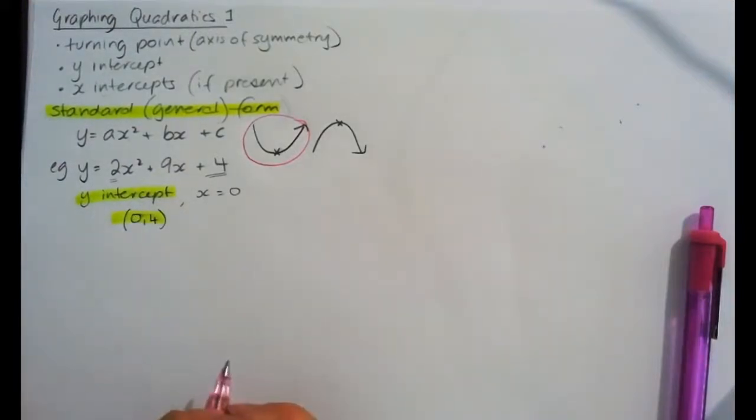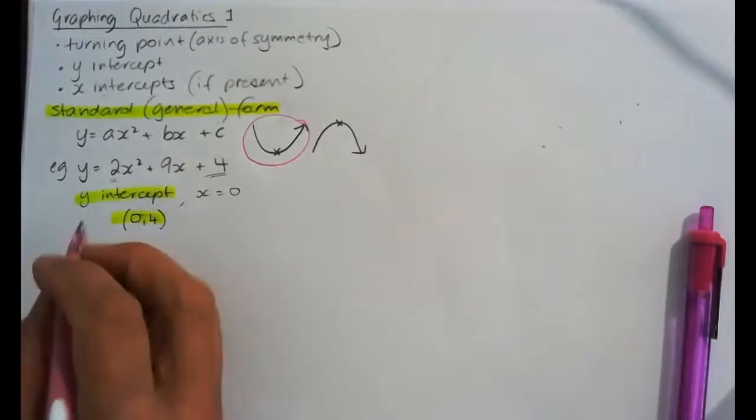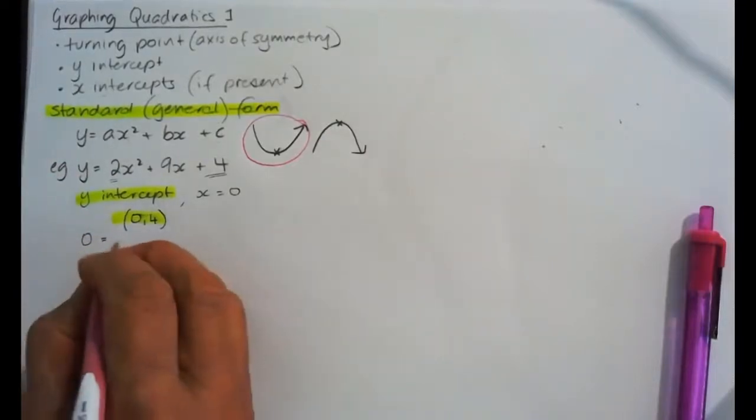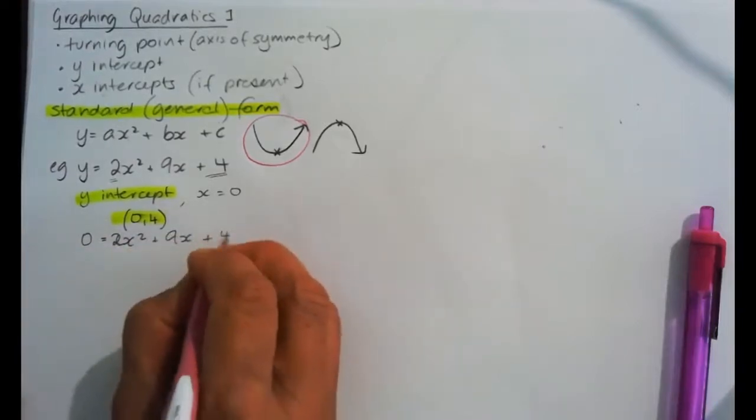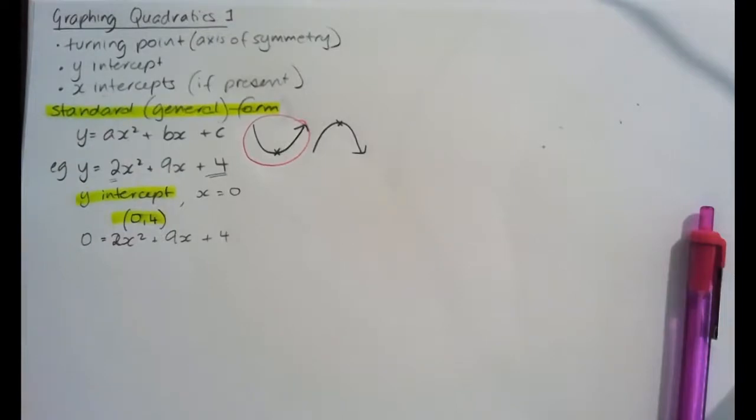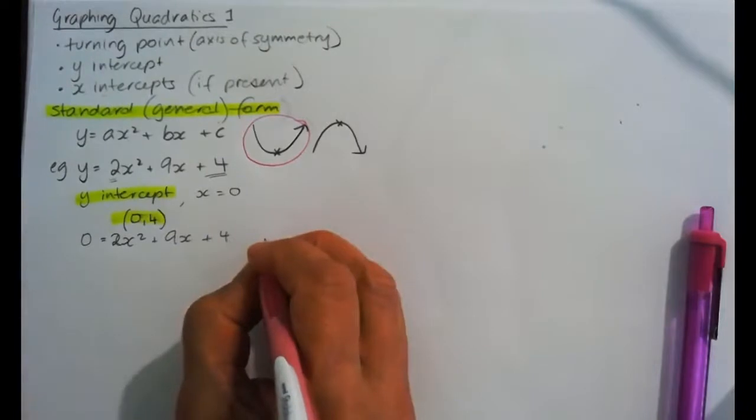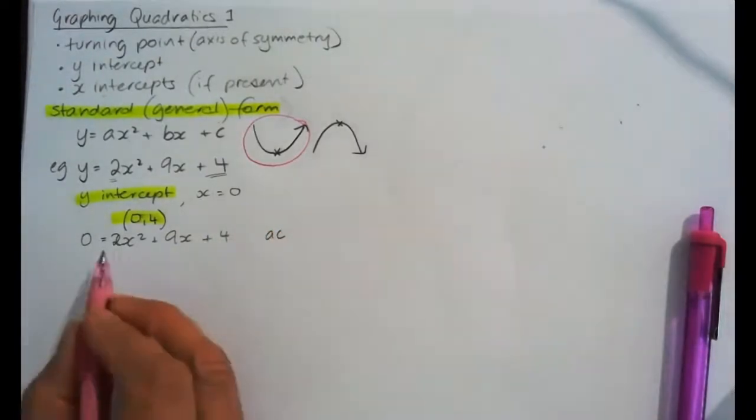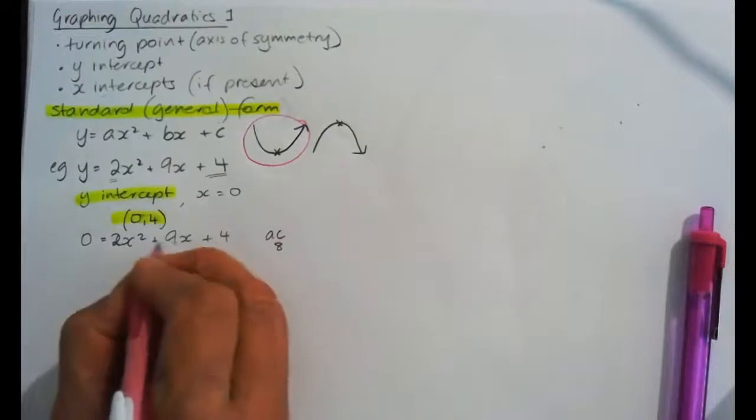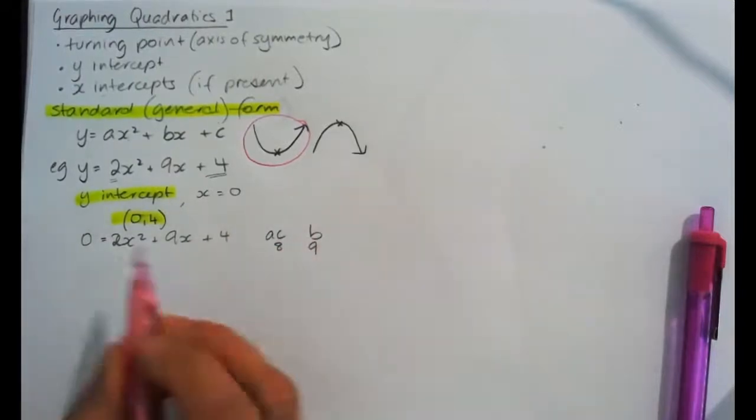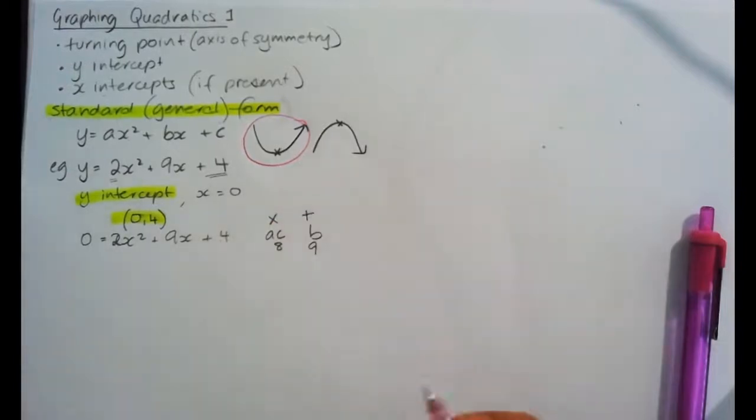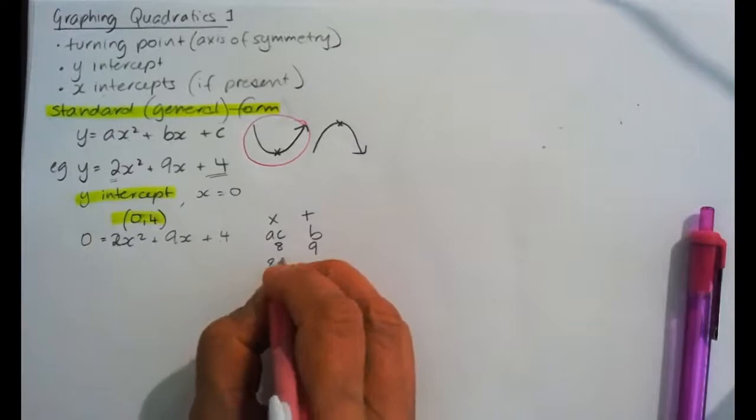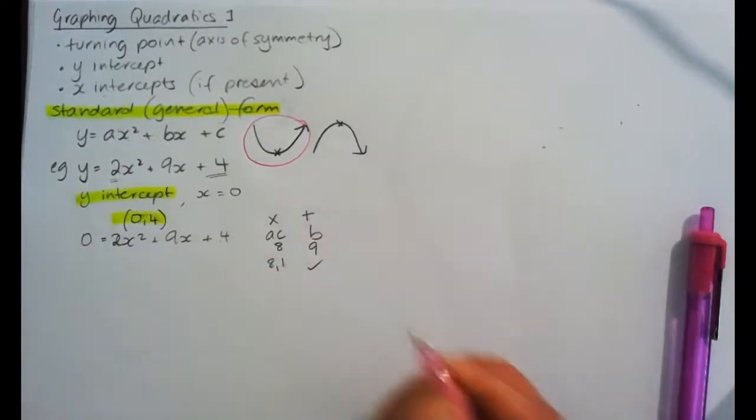Now we'll find the x-intercepts. The x-intercepts occur when y equals 0. So 0 equals 2x squared plus 9x plus 4. And we could use the quadratic formula, but in this case it'll be nice and easy just to factorise this one. So remember, when we're factorising a quadratic, I find AC, so 2 times 4 is 8, and B is 9. So I need to find numbers that will multiply together to give me 8 and add together to give me 9. So this one's fairly easy. I've got 8 times 1 is 8, 8 plus 1 is 9.